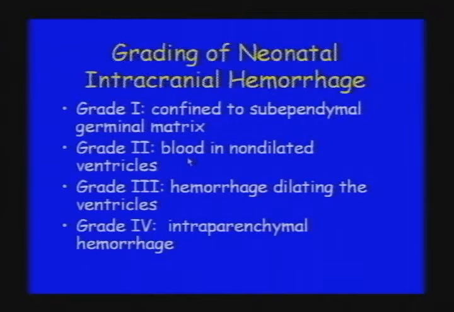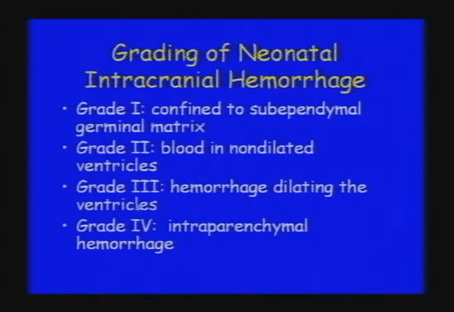The grading, and you should know the grading, is actually a clinical grading system not developed by radiology. Grade 1 is confined to the subependymal germinal matrix. Grade 2 is blood in non-dilated ventricles. Grade 3 is blood dilating the ventricles. It's not a dilated ventricle with hemorrhage in it. It is that the blood dilates the ventricle. And grade 4 is an intraparenchymal hemorrhage.